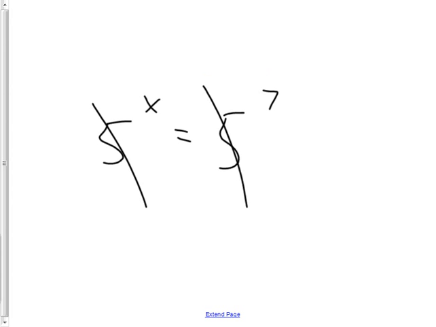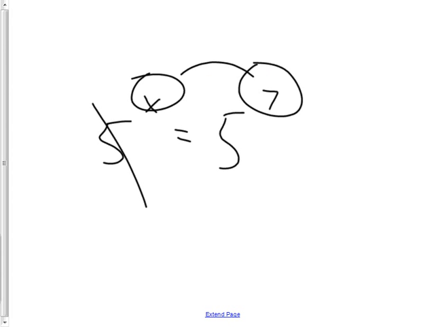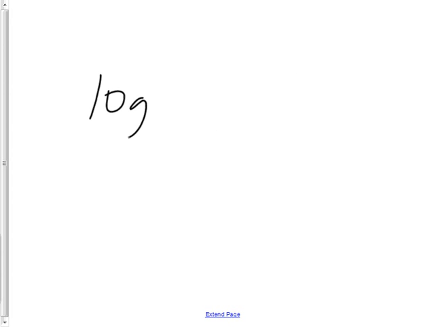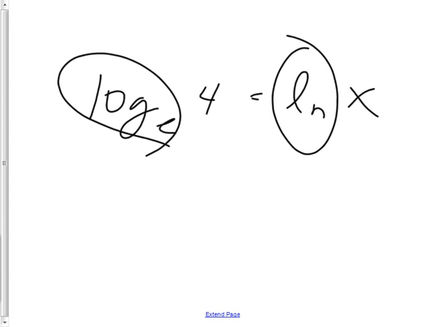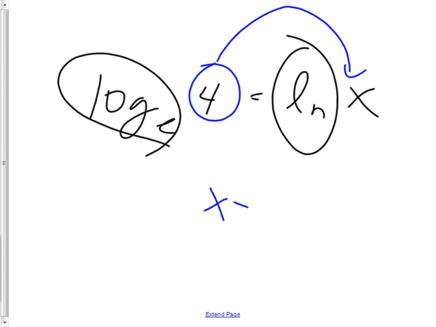It's a lot like when we have this deal, 5 to the x equals 5 to the 7th. You're really technically not canceling these 5s. But it kind of has the same effect because really what's happening is that x has to equal 7. Along those same lines, if you have this, log base e of 4 equals ln of x, do you get that log base e and ln are the same exact thing? So it's like canceling them, but it's technically not. It's just that this has to equal that, so x must be 4.